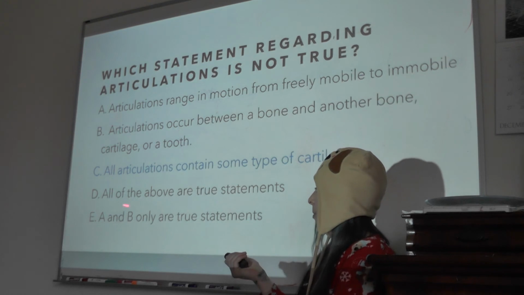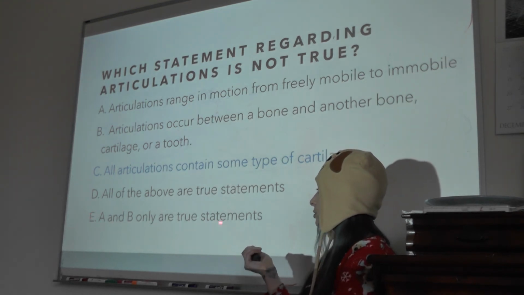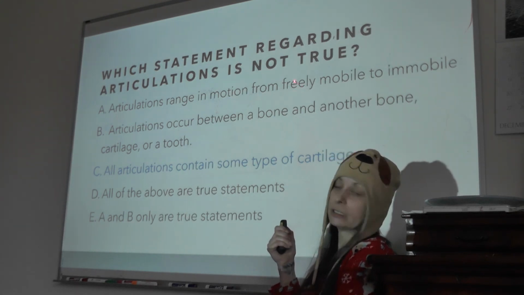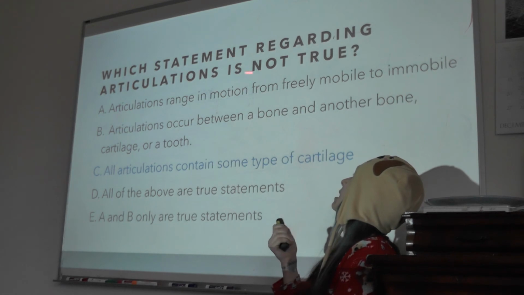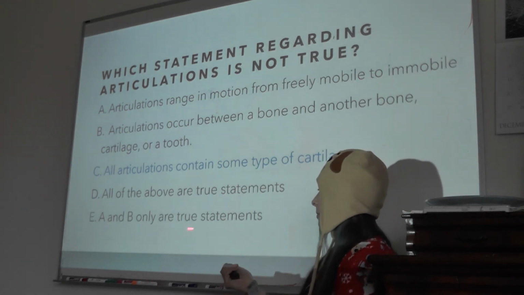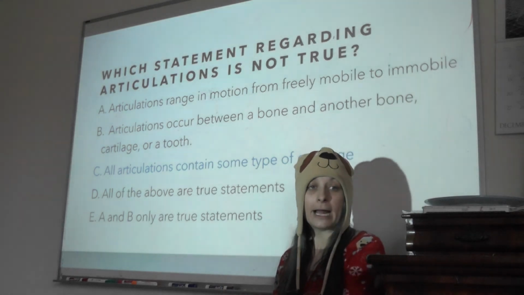So some people might be saying, okay, I chose E, why is this not true? Well, this is true. A and B only are true statements, but it's not answering the question. The question is asking what statement regarding articulations is not true. And while this might be a true statement, it's not the answer. So you might hate that, and you probably do hate that.